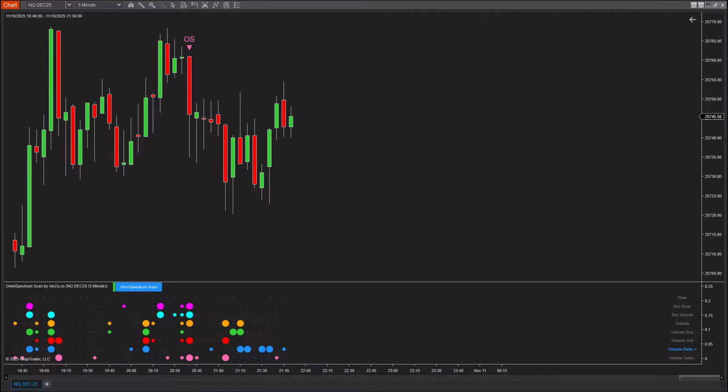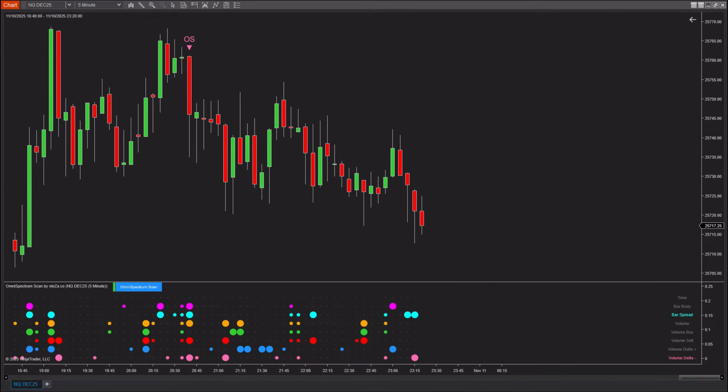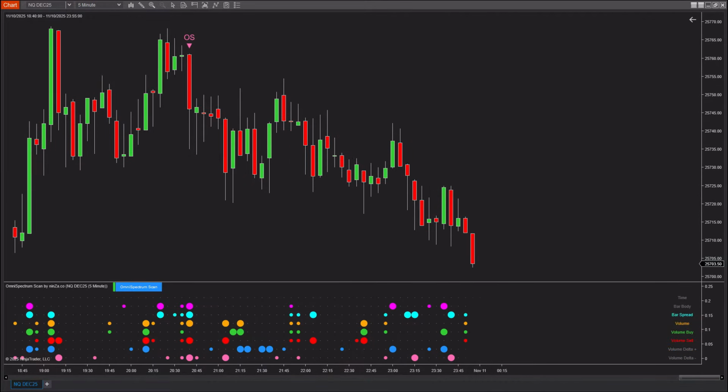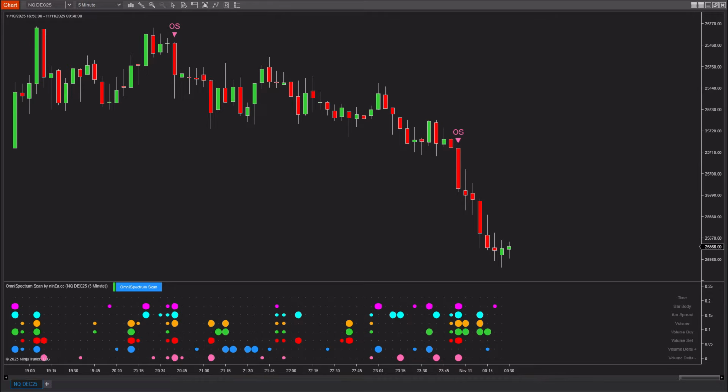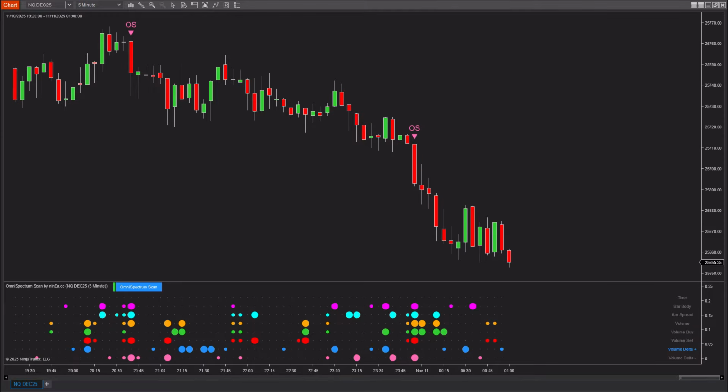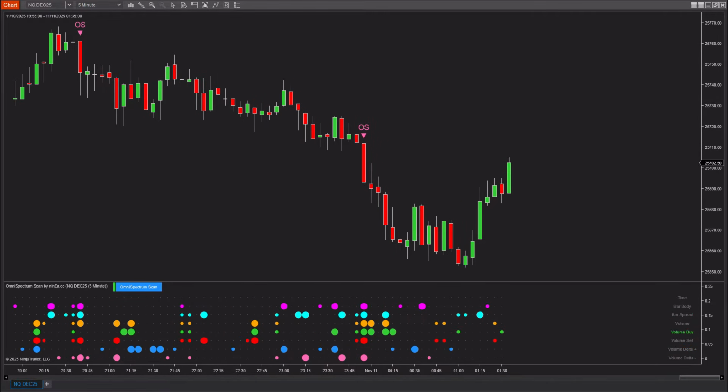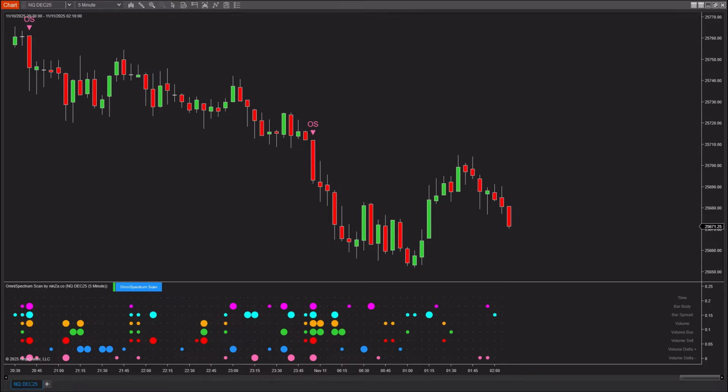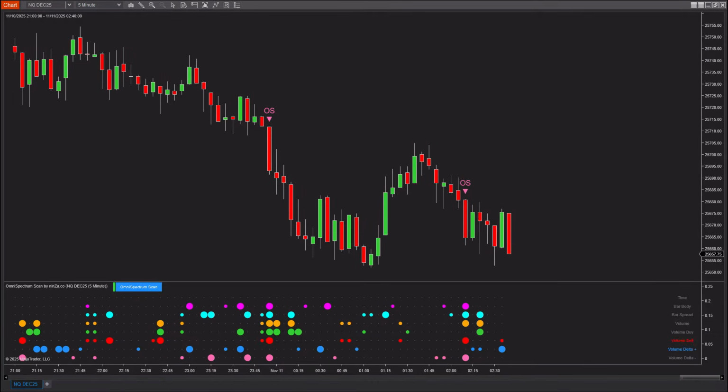Today, we're taking a closer look at the OmniSpectrum Scan, an indicator that reveals 16 powerful extreme data points from a single candle. In this session, we'll be backtesting it on one full year of NASDAQ 5-minute data to see how it truly performs in real market conditions. All right, let's jump right into it.